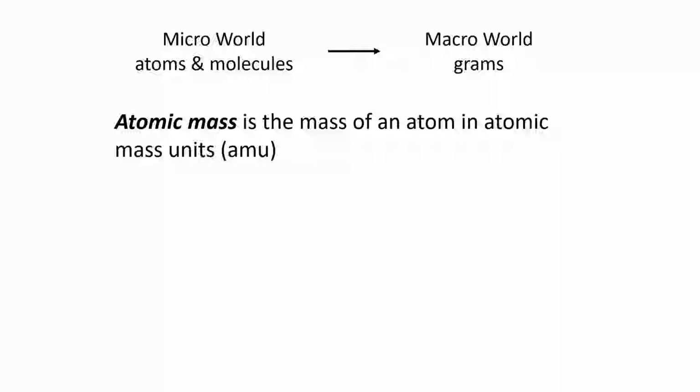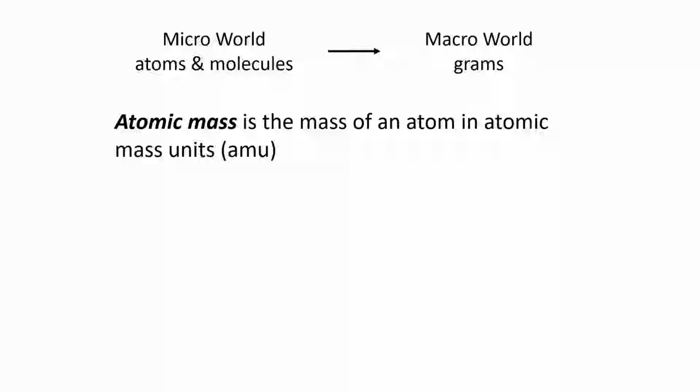And this is the mass that you see, well, I take that back. We'll get to the mass you see on the periodic table. But by definition, the atomic mass is the mass of an atom of an element in atomic mass units, or AMUs. Remember, all numbers require a unit associated with them, or they don't mean anything as far as measurements go.